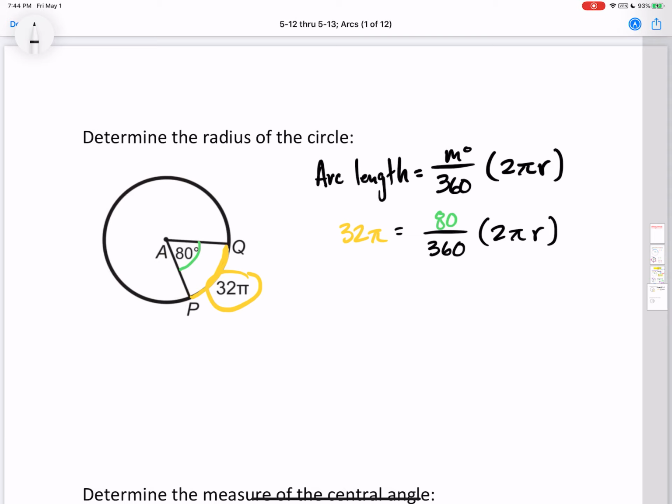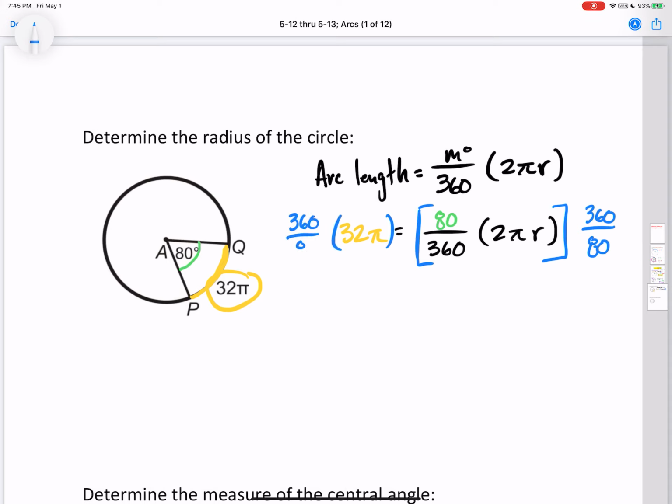Okay. So what's making this problem a little bit more difficult to see or understand is that fraction. A lot of people don't like fractions, so I'm going to get rid of this 80 over 360. To get rid of that fraction, I'm going to multiply by its reciprocal, so I'm going to multiply by 360 over 80. So I multiply both sides by 360 over 80.